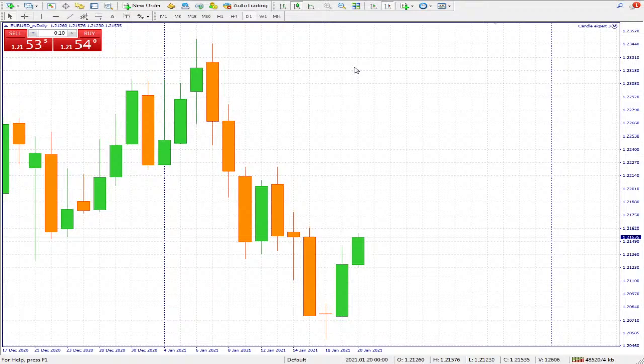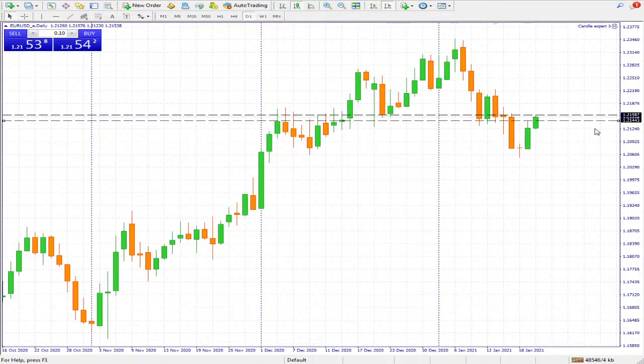So as long as the price remains below 1.21587 and within 1.21443, we actually expect sellers to come in and push price down to this point, 1.18881. So you're on this chart now. Keep looking for sell positions.